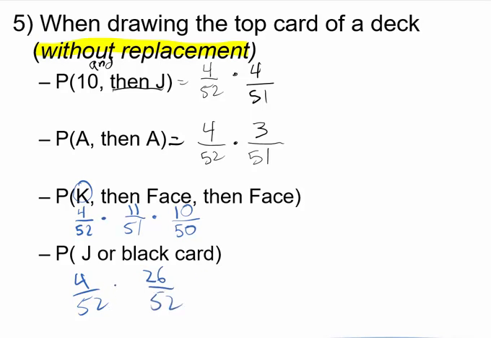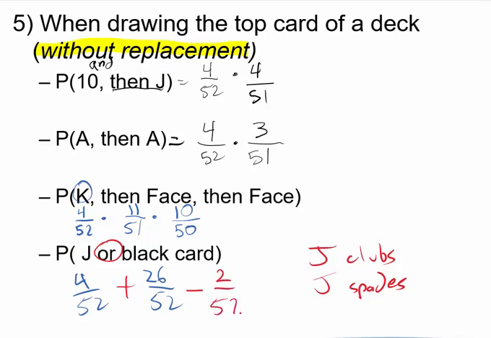Now the problem is that this isn't an AND problem, so we're not going to multiply this. Remember, this is a sneaky OR problem here. When it's an OR problem, we're going to add the probabilities together and subtract any overlap that we see. So in this case, there's 2 overlapping cards. There's the jack of clubs and the jack of spades, which are both blackjacks. If you ever played the game blackjack, it comes from those 2 cards. So you've got the jack of clubs and the jack of spades, which is 2 cards out of 52 that we're going to have to subtract.